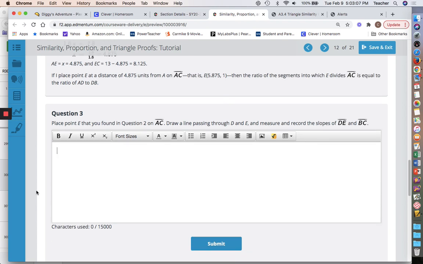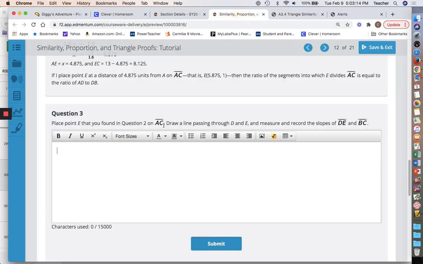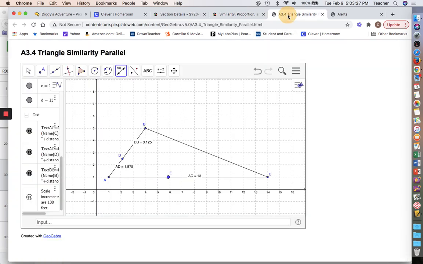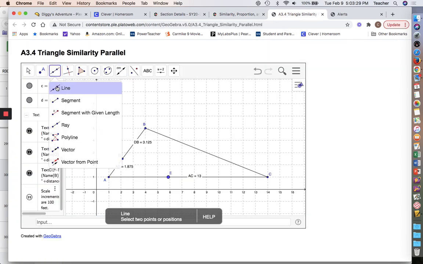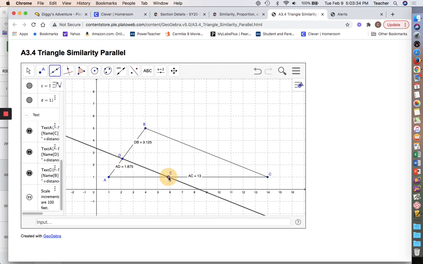I don't like that. All right, place point E that you found in question 2. Okay, I've already done that. Remember, there's E right there. Draw a line passing through D and E, and measure and record the slopes. Okay, so I need to draw a line passing through DE. Well, my line is up here, so I'm going to click on D, then E. So there's my line. It looks like it might be parallel to BC. Might be. That would be the same slope for that to happen.